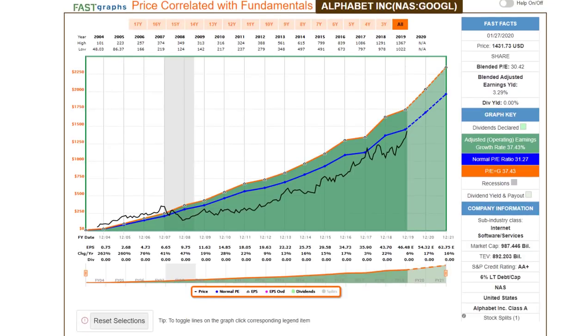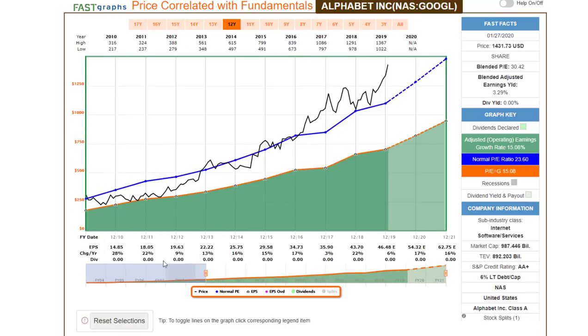If I look at Google here, now referred to as Alphabet, I see 37% historical growth, so I'm drawing the PE ratio at 37. Here I'm drawing it as a blue line. Now, as I look at this graph, the 37 doesn't make a lot of sense. And even the normal PE of 31 doesn't make a lot of sense. So the first thing I might want to do is take my tool and get rid of some of these high numbers here and see what happens to the graph.